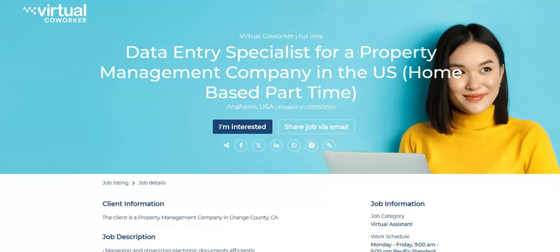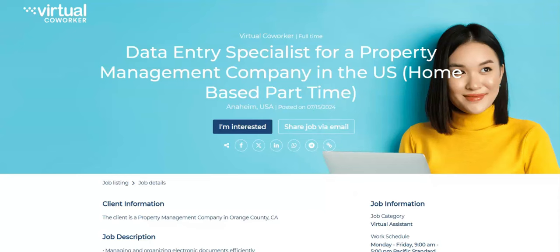The next job is with Virtual Coworker, and they are looking for a data entry specialist. Regarding the job duties, you'll be managing and organizing electronic documents efficiently. You'll be typing and preparing various documents as required. And you'll be demonstrating proficient typing skills to ensure swift and accurate data entry.